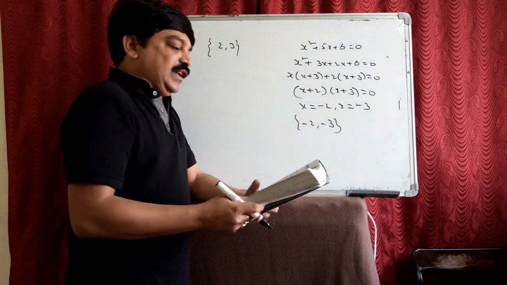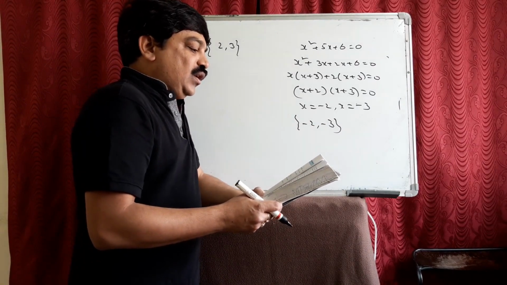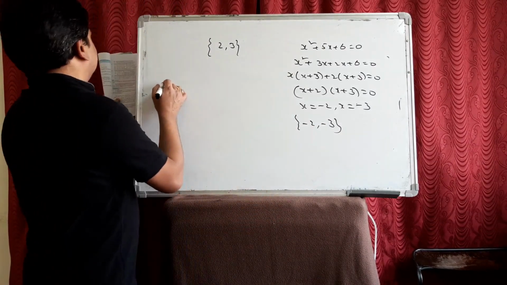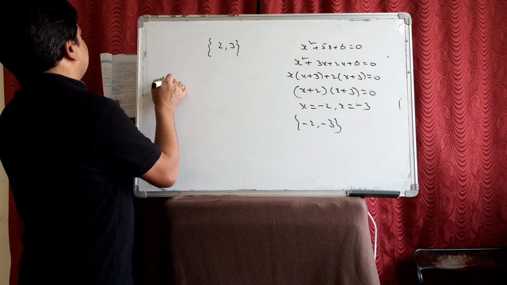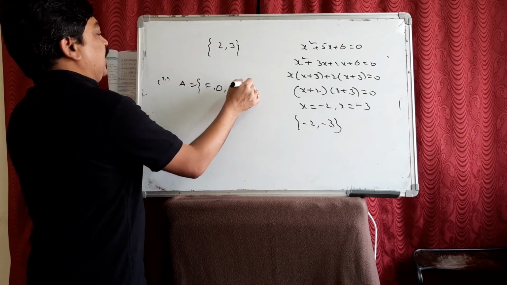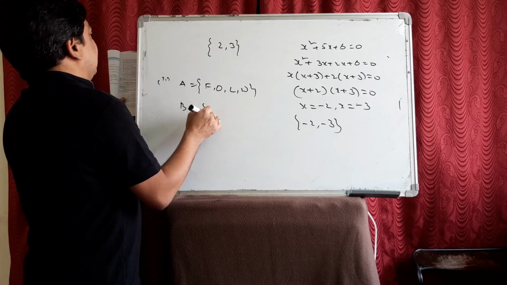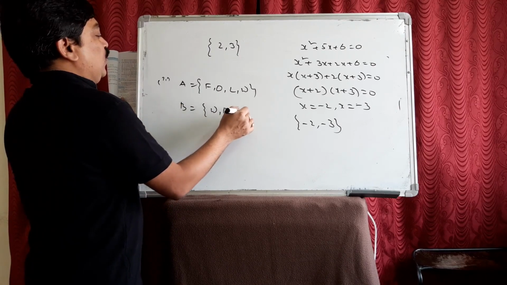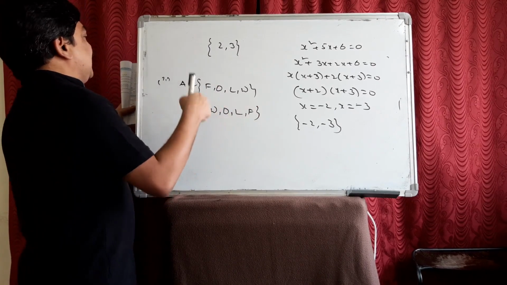Next one. Second question: letters of the word FOLLOW: F, O, L, W. B: letters of the word WOLF: W, O, L, F. Both are equal sets.